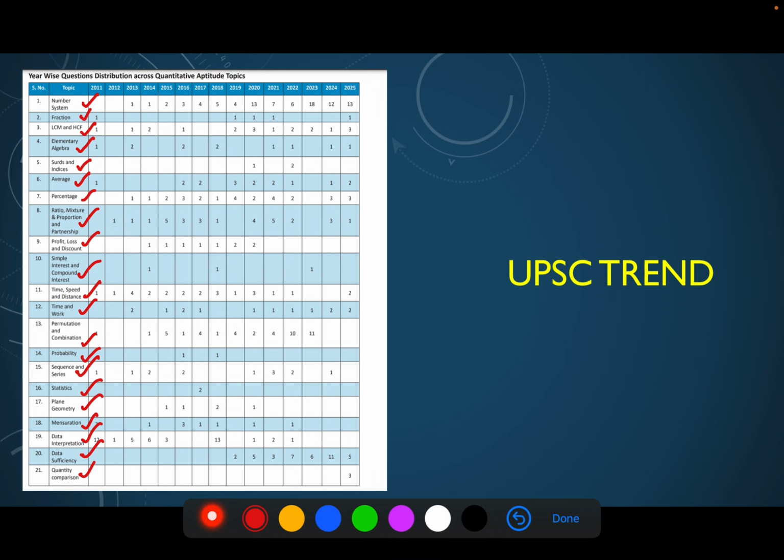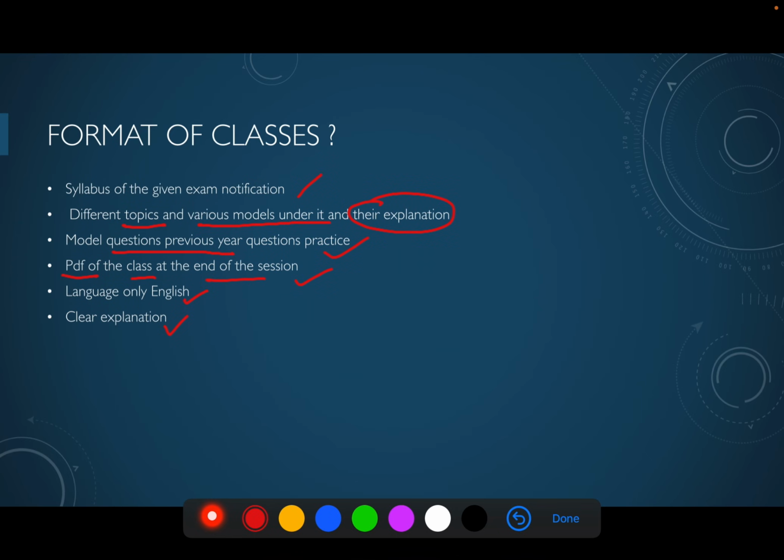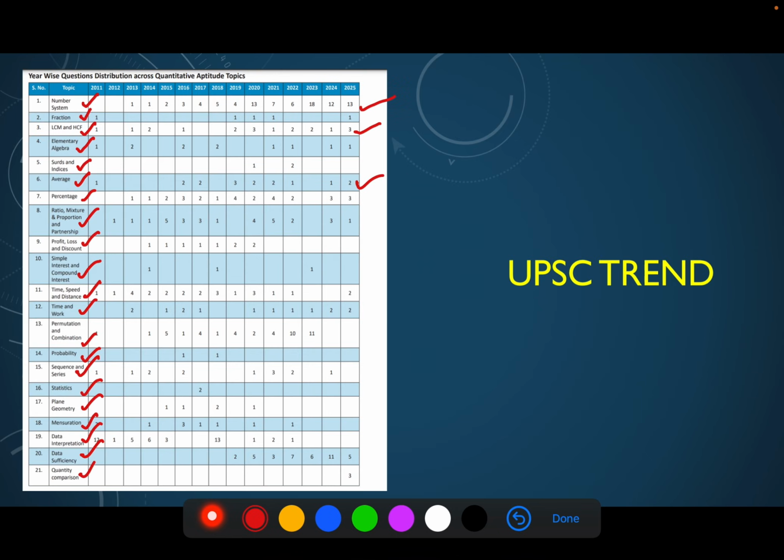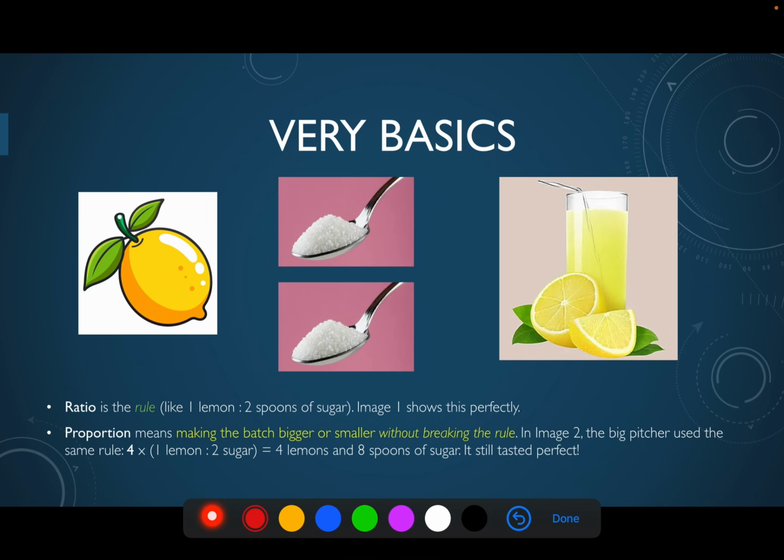So among all of these, if you see number system, LCM, HCF, averages, ratio, proportion, time and speed, time and work, and permutation, combination, these chapters are very repetitive, and once we get through these lessons we can be ahead and in the safe zone. So today I am going to teach ratio and proportions from the very basics.